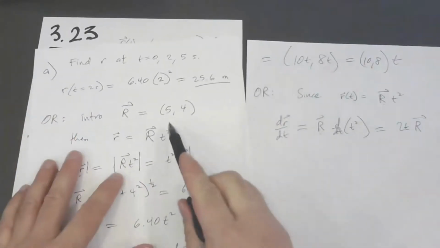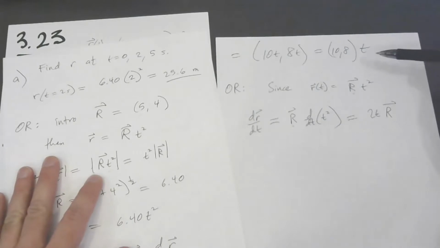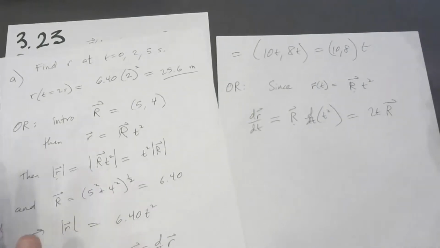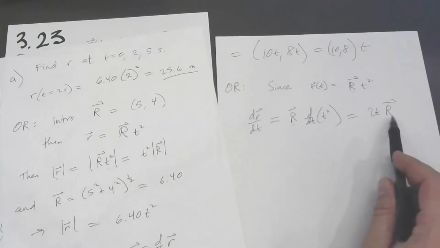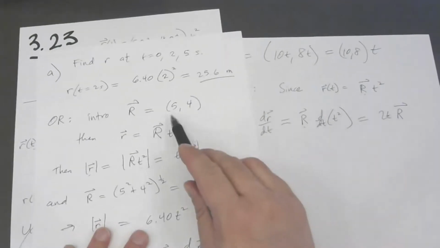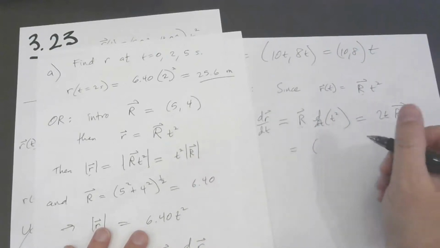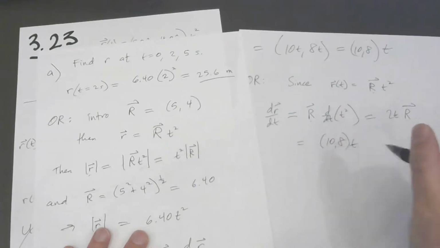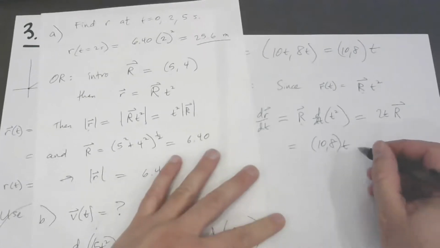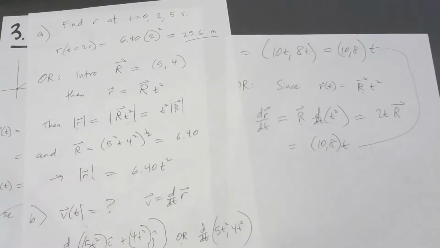Where's that? It's this (5, 4). Just to check that this is consistent with this, because these are two different methods for getting the same answer, let's go ahead and multiply 2 by our vector R, which is (5, 4). So 2 times (5, 4) would be (10, 8). Don't forget the t. It doesn't matter if you write the t on the left or the right. So yes, same answer. It's up to you to decide which you like better.